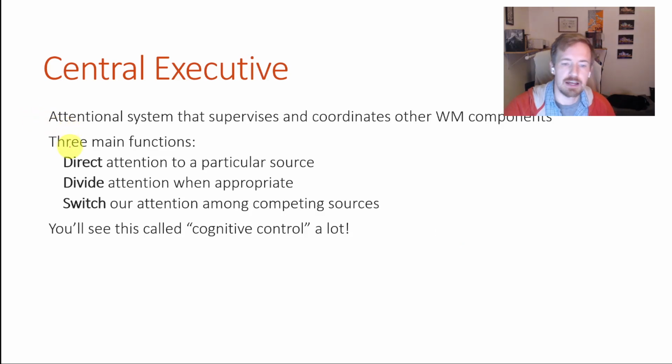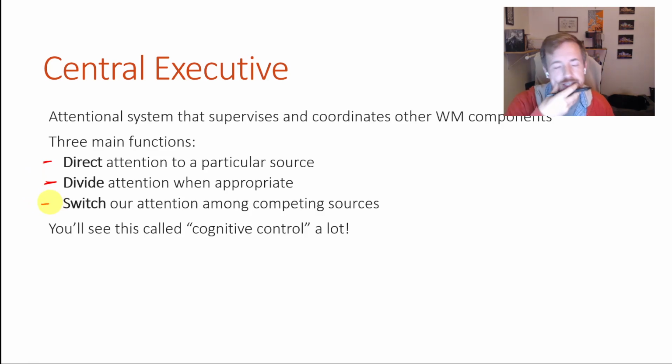The central executive has three separate functions. First, it directs what kind of attention we're paying to that module. We're going to use it to also help us divide our attentional resources whenever that's appropriate, and also to switch our attention whenever we need to. So basically it handles all the attentional components of this.